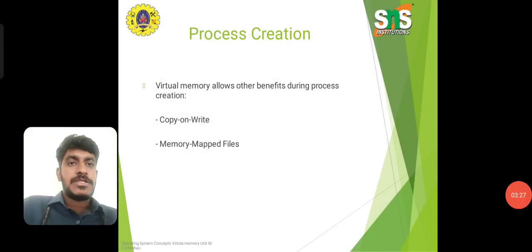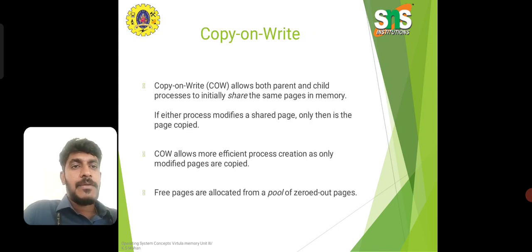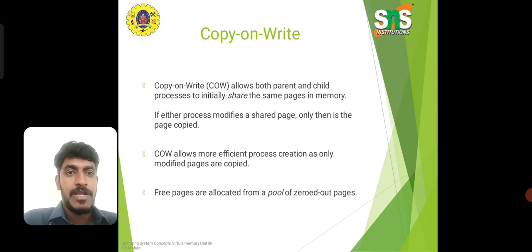In process creation, virtual memory allows benefits during a process, namely copy-on-write and memory-mapped files. Copy-on-write, or COW, allows both parent and child processes to initially share the same pages in memory. If either process modifies a shared page, only then is the page copied. So copy-on-write allows more efficient process creation, as only modified pages are copied. Free pages are allocated from a pool of zeroed-out pages.